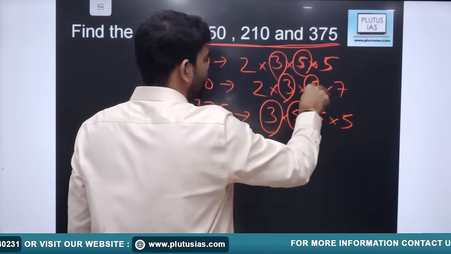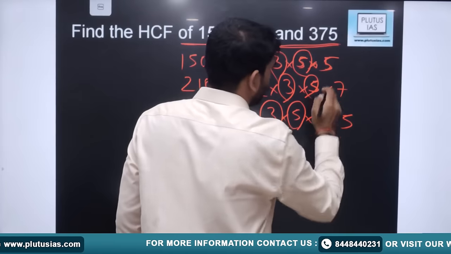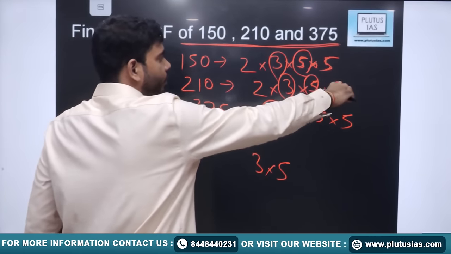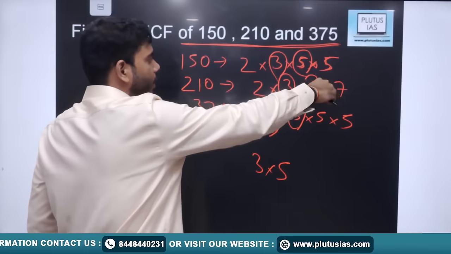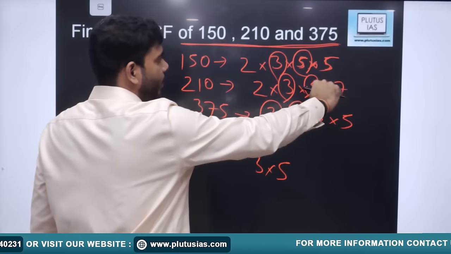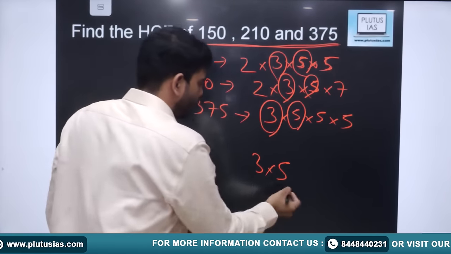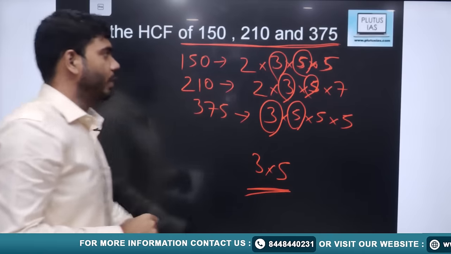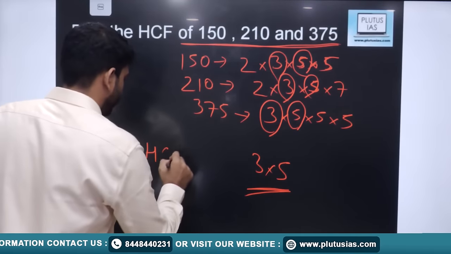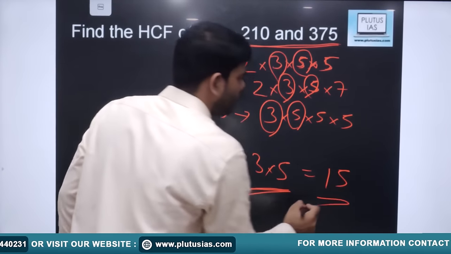And in the prime factorization of 210, we know that 5 is occurring only a single time. So we cannot take another 5 over here, because we do not have any second 5 in the prime factorization of 210. So this 5 cannot be considered. 7 we do not have in this and this as well. So these are the only two factors that are common in the prime factorization of our three numbers. So the HCF will be this, that is 15, right?